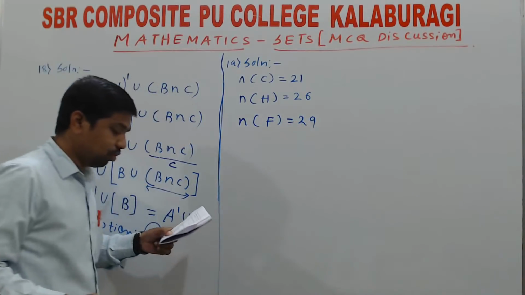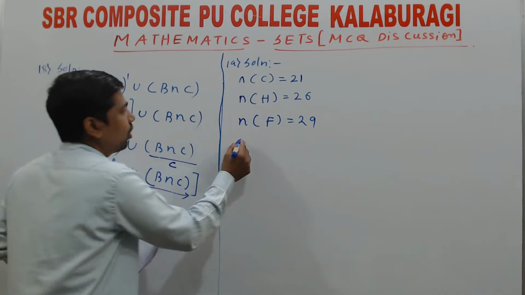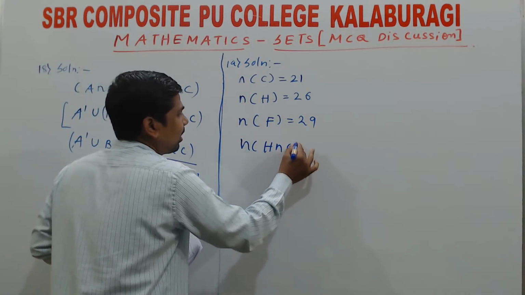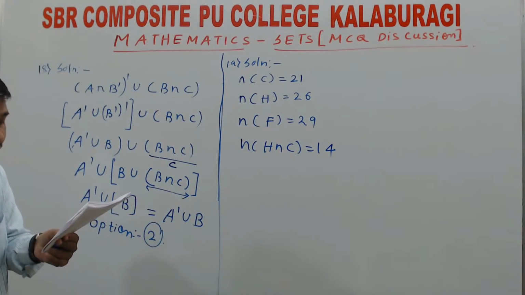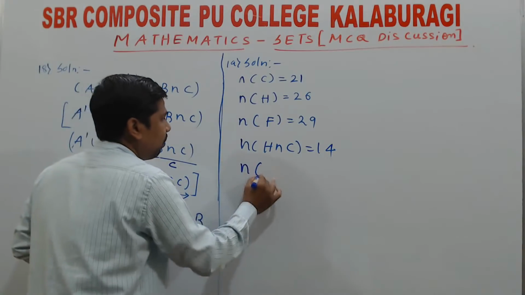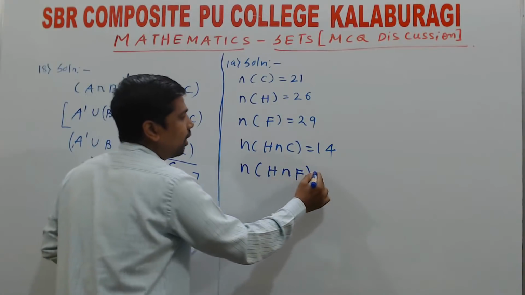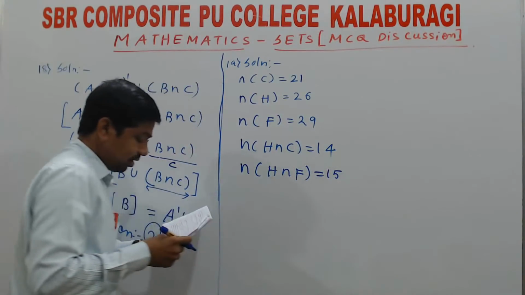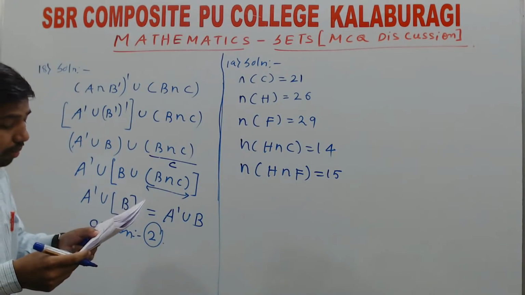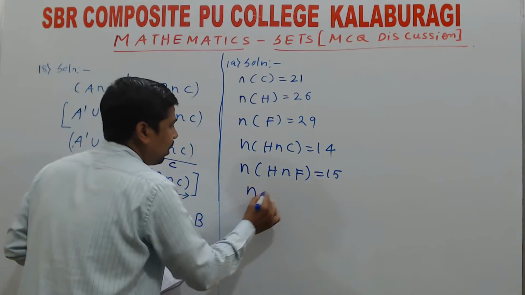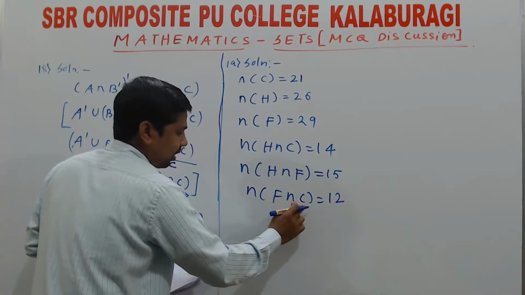29 are playing football. Among them, 14 play hockey and cricket. Next, 15 play hockey and football, that is H intersection F. And 12 play football and cricket.